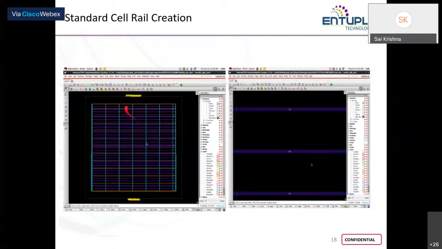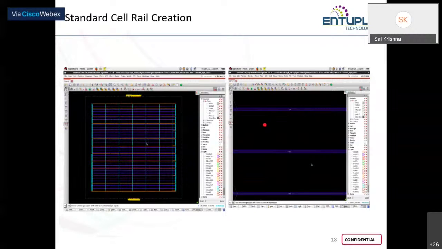Now between the two consecutive power strips, one is VDD and the other one is VSS. So between these two rails is where your standard cell would be placed in the next stage. Okay. Imagine the cursor movement to be a standard cell border for a better understanding.